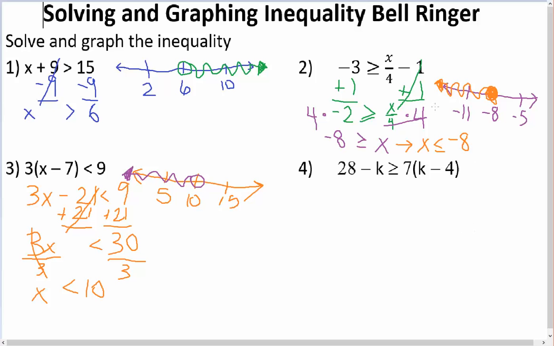Alright. And finally, number 4, and this one looks to be a little more complicated. So if I look at the left-hand side, it is simplified. There's nothing to do to simplify 28 minus k. If I go to the right-hand side, though, I notice that I've got distributive property very similar to number 3. So we need to go ahead and distribute. So 7 times k is 7k, and then 7 times negative 4 would be 28.